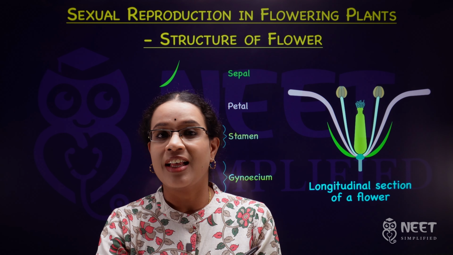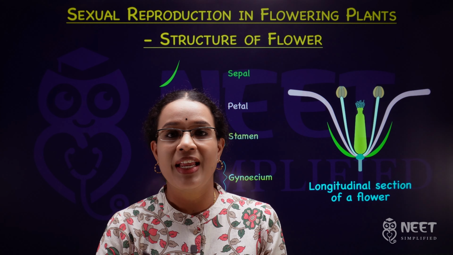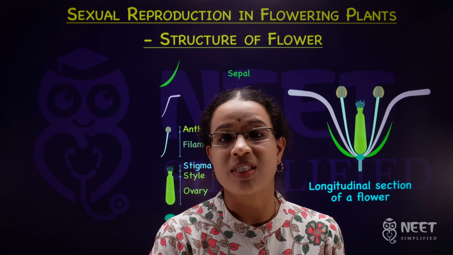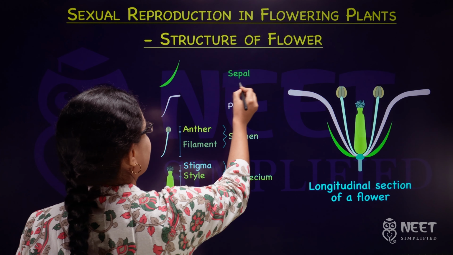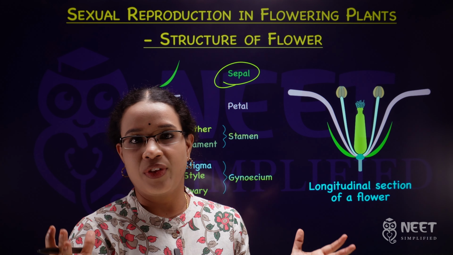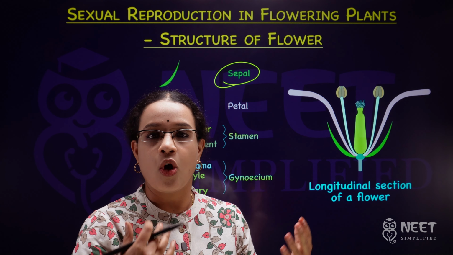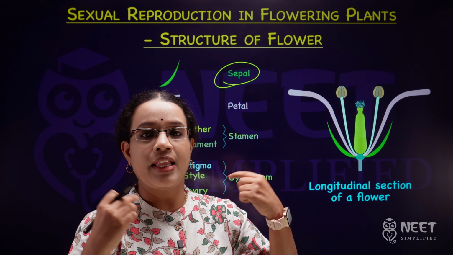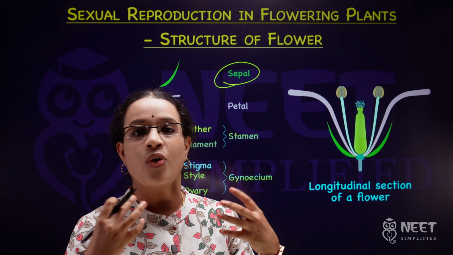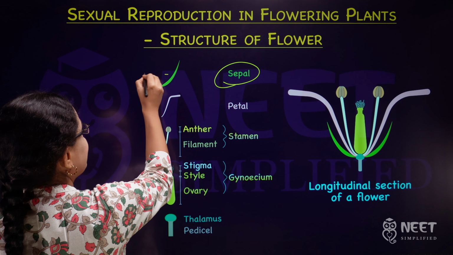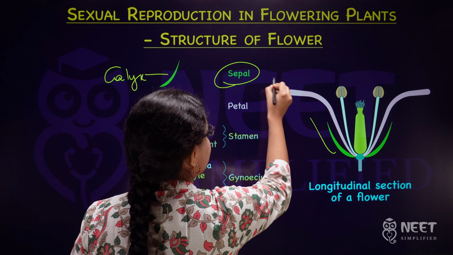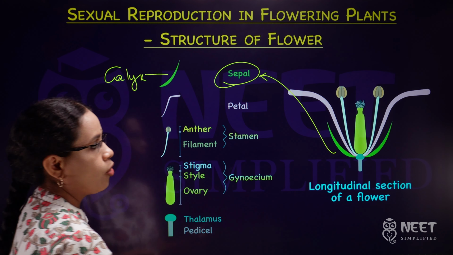So let's understand this chapter very quickly, beginning with the floral organs. Coming to the first one, we have the sepals, and we all know these are the outermost whorl of the flower, isn't it? The floral organs are arranged in four whorls, the outermost whorl being the sepals, and the collective term for all these sepals is calyx. So you can see the sepals. These are the outermost parts of the flower.